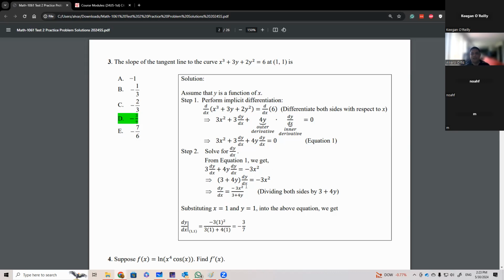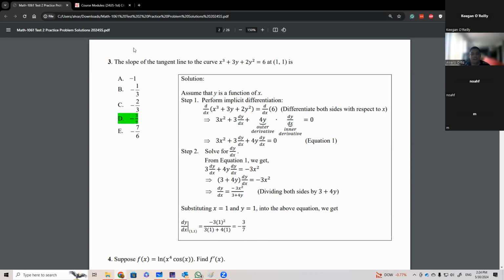Now, that's fine because we have a point (1, 1), and so that's giving me coordinates x and y. To find the slope, because remember we're trying to find a tangent line, and a tangent line is done with a slope and a point. So I already have the point. The point is (1, 1). So to find the slope, I need the derivative, and I just plug the (1, 1) point in here. Plugging that in, I get minus 3 times 1 squared over 3 times 1 plus 4 times 1, and that's going to give me minus 3 over 7. So that will be the slope of the tangent line at this point.